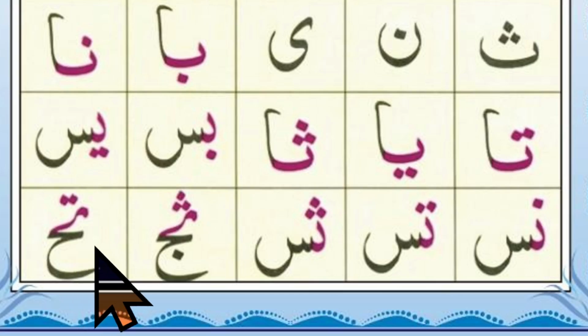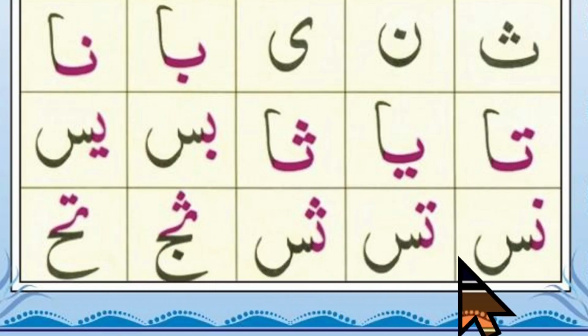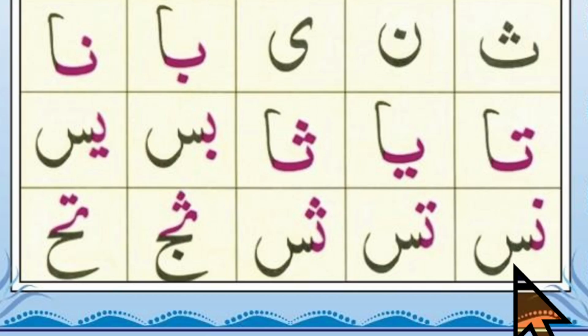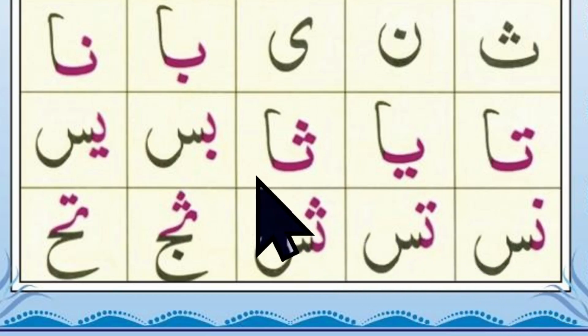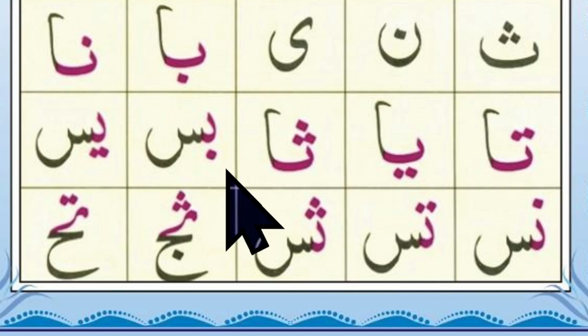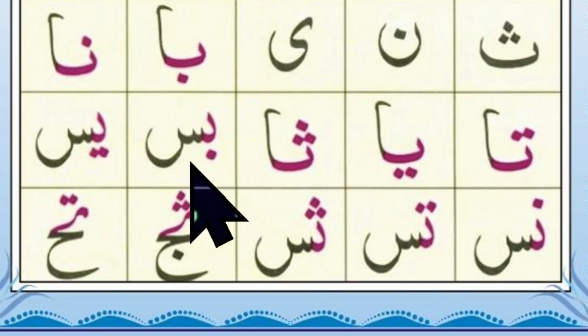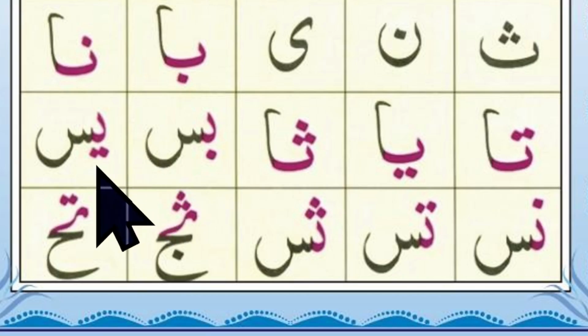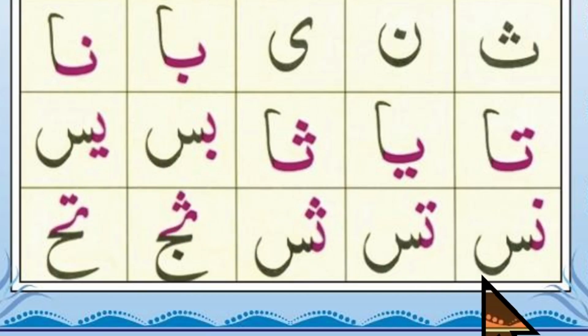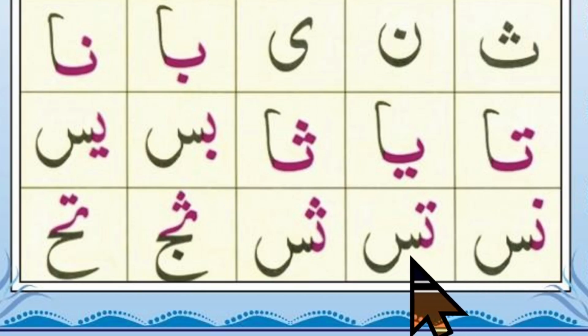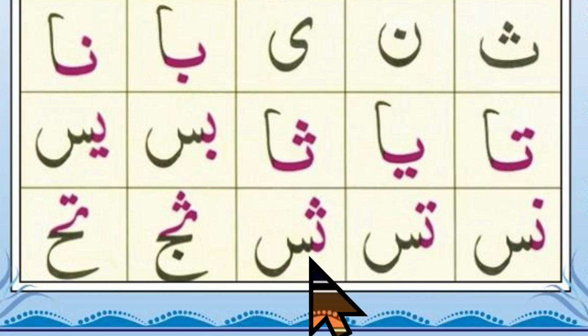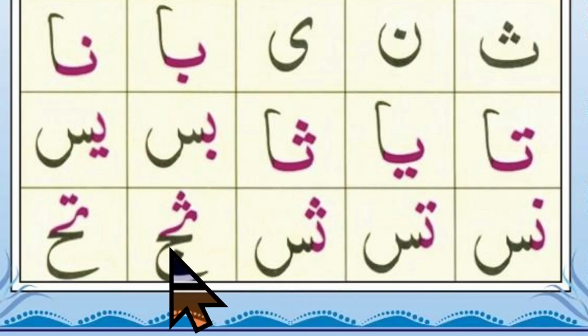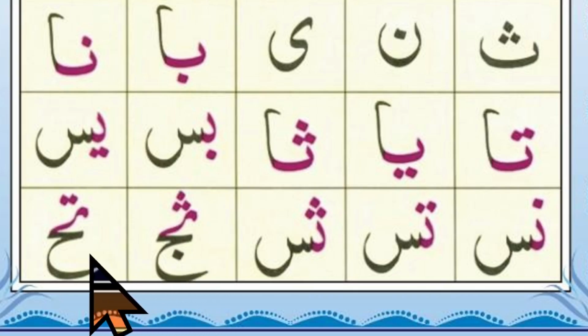Ta, ha. Let's repeat the last line. Maybe this is a little bit new for the students. Maybe we can start with these letters, sin. So ba, sin, then ya, sin, then noon, sin, then ta, sin, then sa, sin, then sa, jim, and then ta, ha.